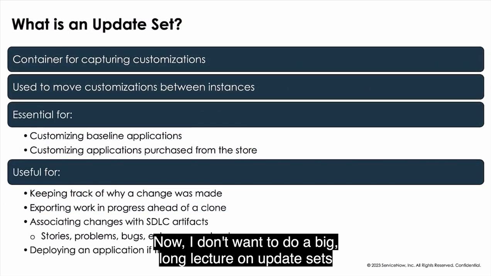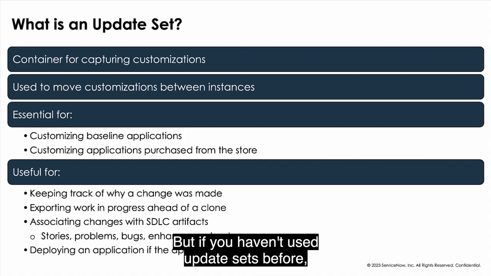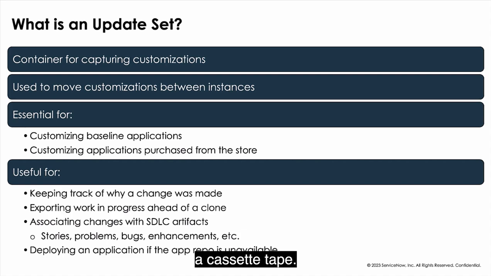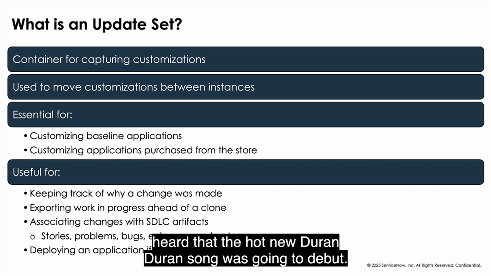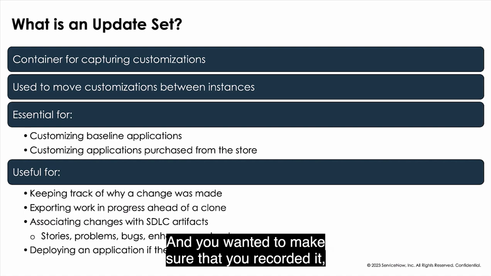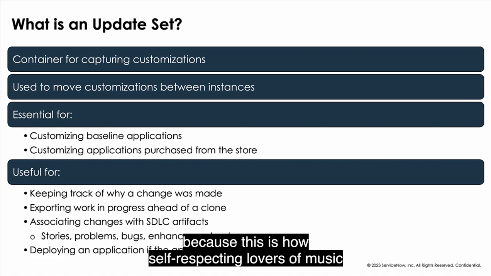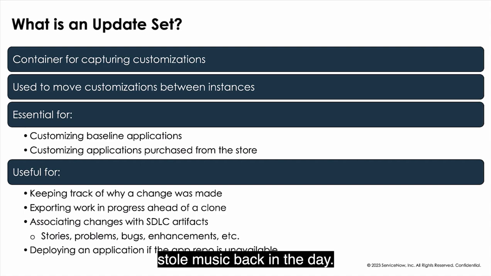Now, I don't want to do a big long lecture on update sets here, but if you haven't used update sets before, you can kind of think of them like, and I'm really going to date myself here, a cassette tape. You know, maybe in 1989, you were sitting by your cassette player, dialed to your local FM radio station because you heard that the hot new Duran Duran song was going to debut, and you wanted to make sure that you recorded it, because this is how self-respecting lovers of music stole music back in the day.